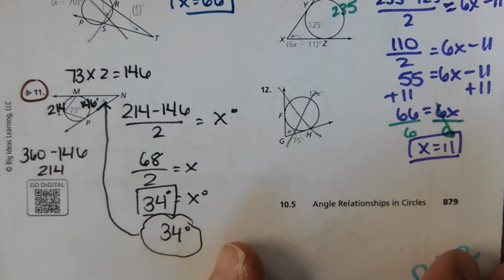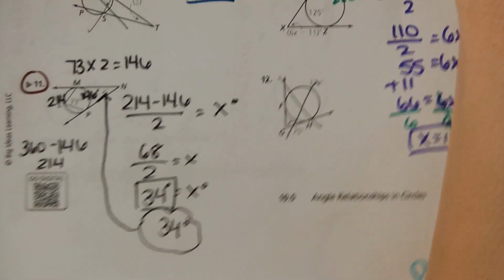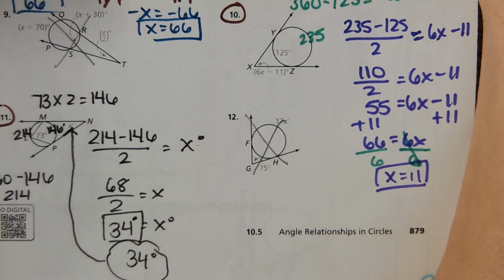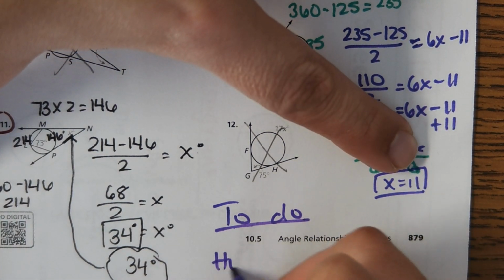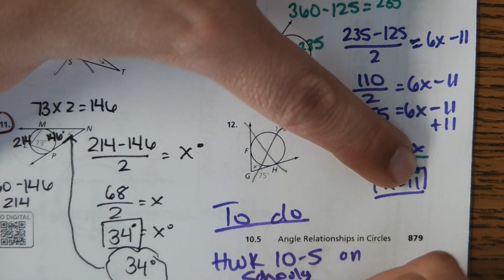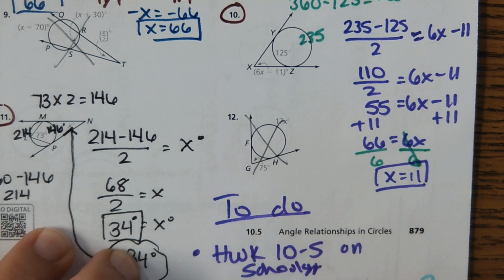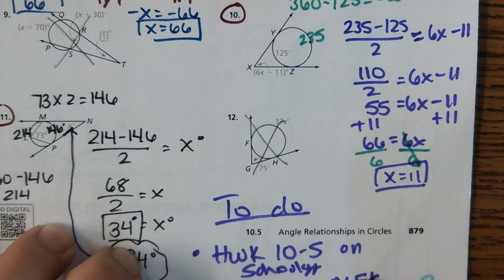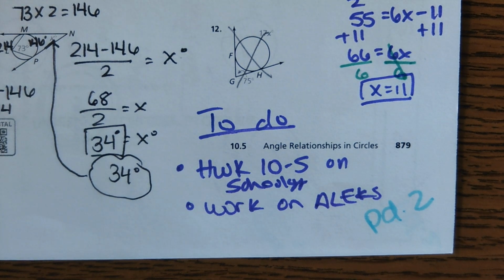Okay, so we are going to stop here. So remember, there are 3 styles of problems. There's examples for each on here. So your to-do list is homework 10-5 on Schoology. And then after that, work on your weekly ALEKS. And please ask questions as you have them. If you need help setting up any of the problems, let me know. Yeah, so grab a laptop and get started. Let me know if you need help.